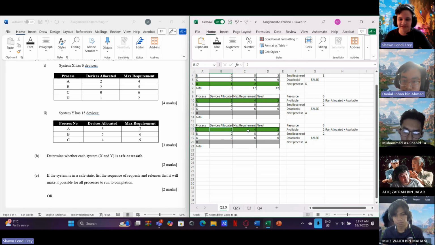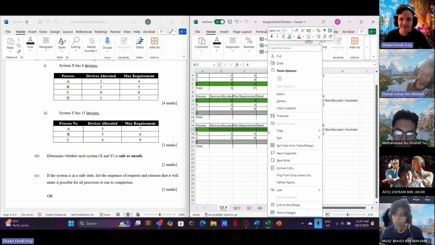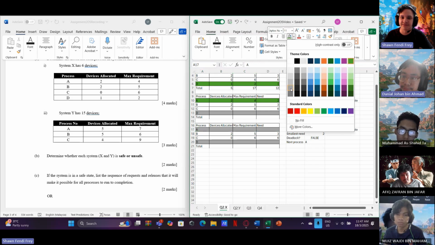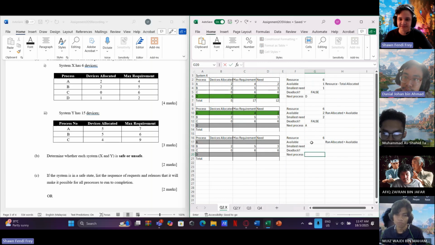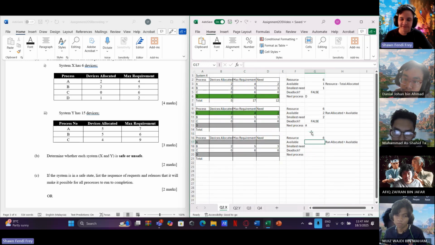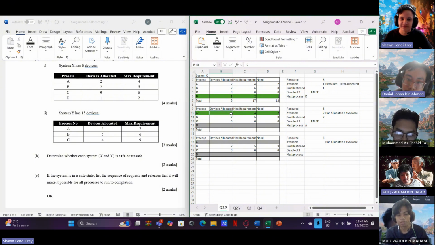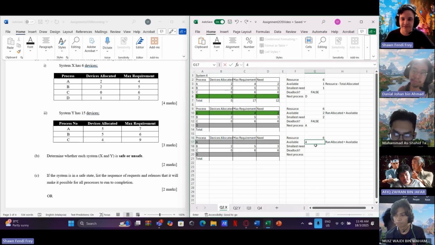Again, devices allocated in A, everything has been run, so I'm going to color it gray just to show it has run. So, gray again. Get rid of available, smallest need, deadlock, and next process. The available is going to be ran allocated plus available. We ran A up here, so plus devices allocated in here, which is 2. And we have 2 available. So this adds up to 4.